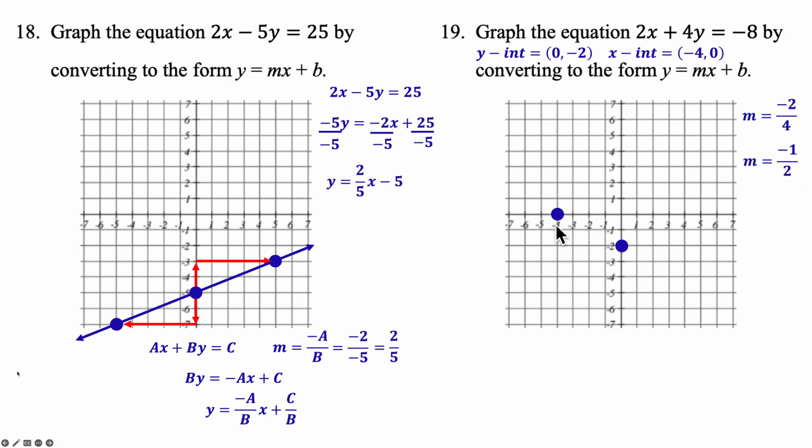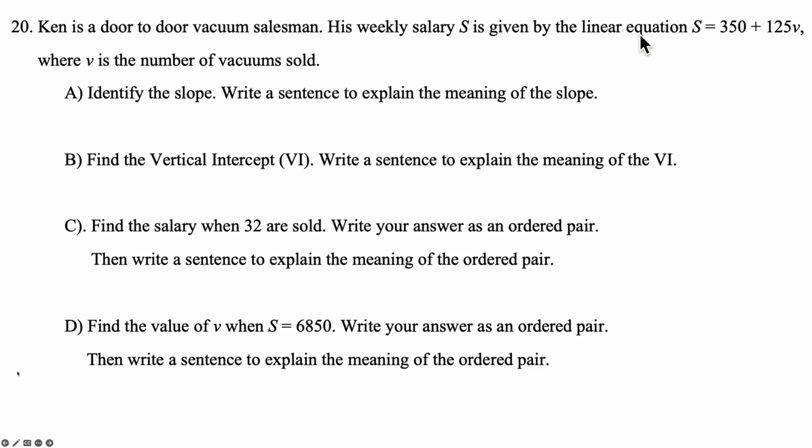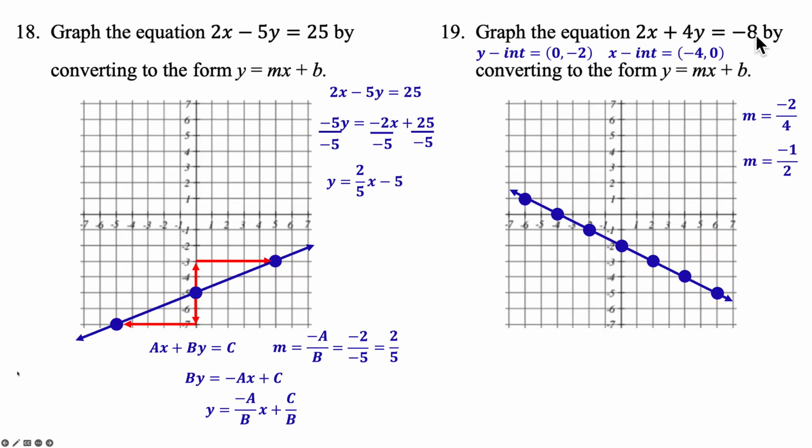so I can go from any point down 1, right 2. Down 1, right 2, down 1, right 2, or up 1, left 2. Draw my line. So if you notice that the coefficient in front of the x and in front of the y can divide into the constant, you don't have to convert it to y equals mx plus b.